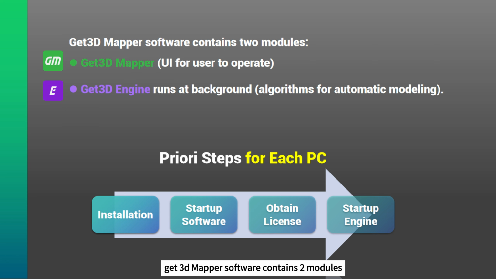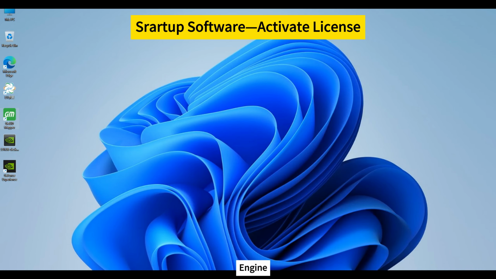Get3D Mapper software contains two modules: Get3D Mapper, the UI for the user to operate, and Get3D Engine, which runs in the background with algorithms for automatic modeling. First, download and install Get3D Mapper on each computer. The Get3D Mapper installation process will automatically install Get3D Engine as well.